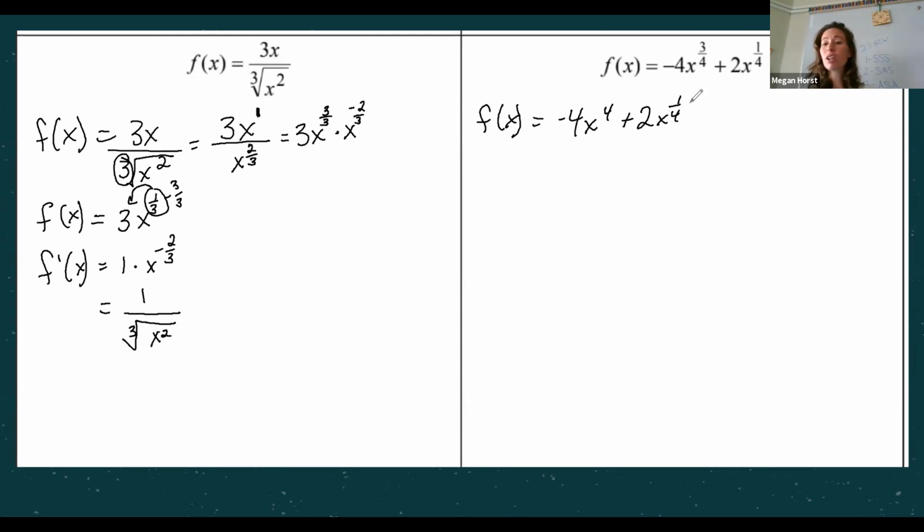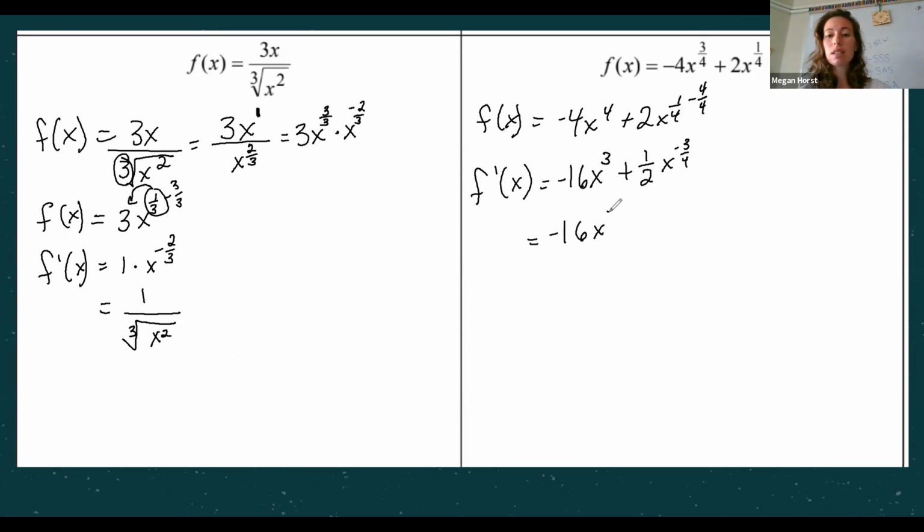Over here, everything's already written out for us, so we can dive right into taking the derivative. I have a negative 16x cubed plus 2 times 1/4, which is 1/2 x. And then I'm going to subtract 1, but I'm going to subtract a smart 1. So I'm going to subtract 4 over 4. So negative 3/4.